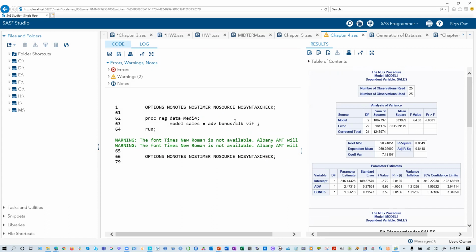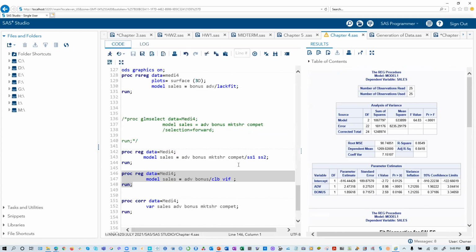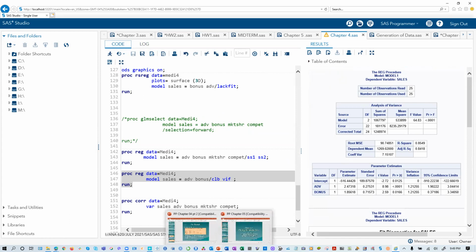CLB stands for the confidence level of the p values, as usual. In addition to that, this is added to that one. We can get those things done easily. But we're not going to talk about those things in our homework.